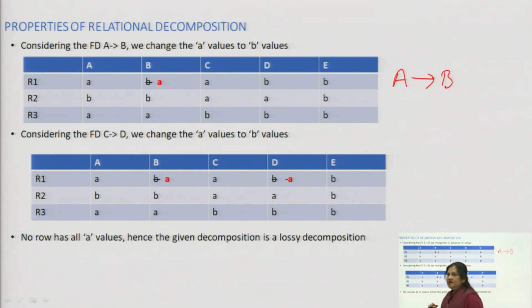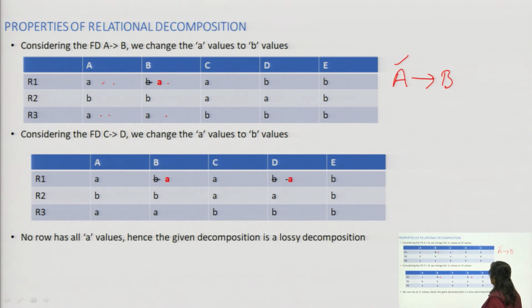So, if the left hand side of the functional dependency matches on the A value in any two rows, then I can also make it match on the A value for the right hand side. Here, rows R1 and R3 have the A value for the left hand side of the functional dependency, which is A. Hence, we will also make B have the A value in rows R1 and R3, right. So, this is what we get.